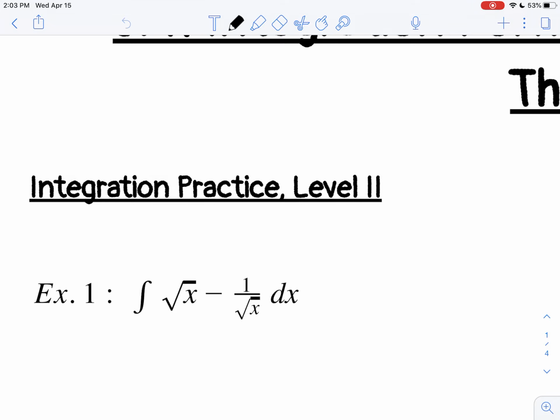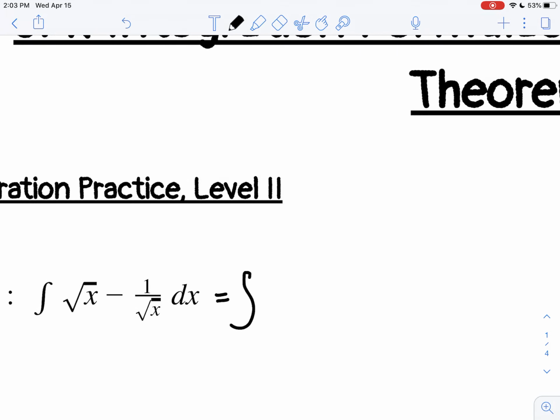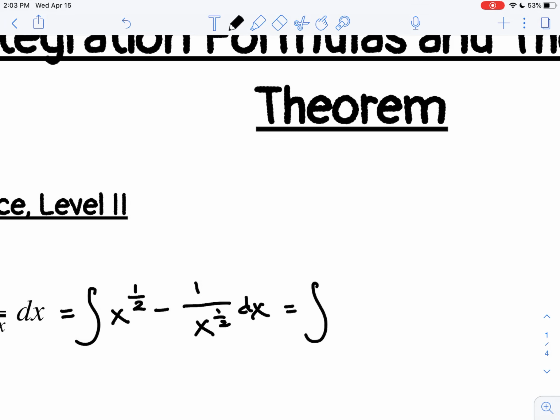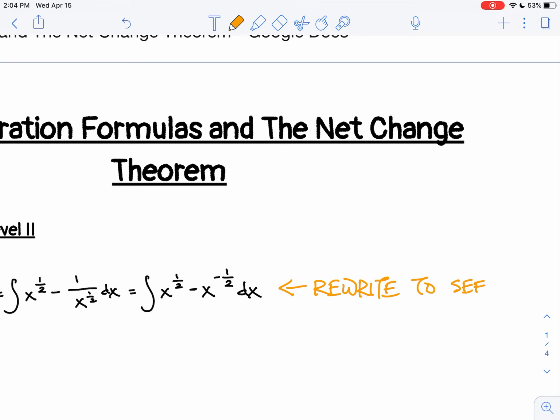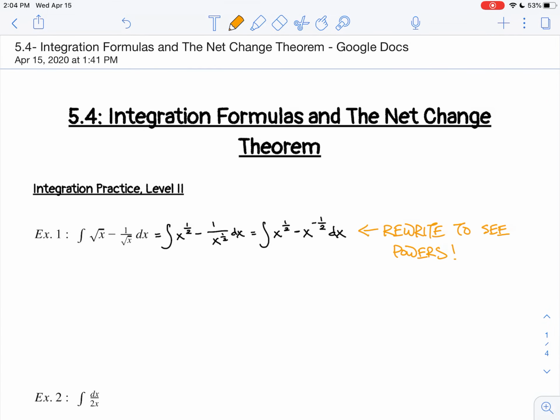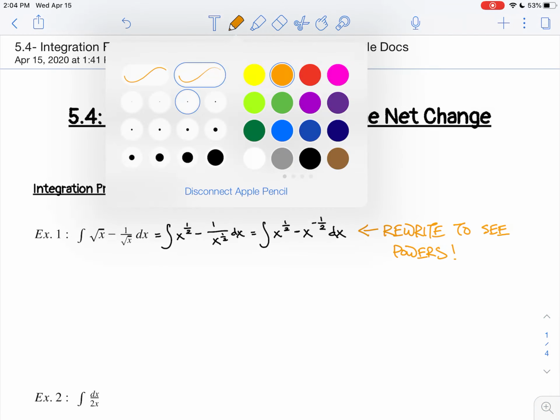Okay, so let's start off with example one here. For example one, we have the integral of the square root of x minus 1 over the square root of x. Now, what I want to do here first is rewrite this so that I get the powers that are visible. So square root of x is going to turn into x to the 1 half minus 1 over x to the 1 half dx. And if I simplify that even more, I'll have the integral of x to the 1 half minus x to the negative 1 half dx. So we're going to take this time to rewrite to see the powers.